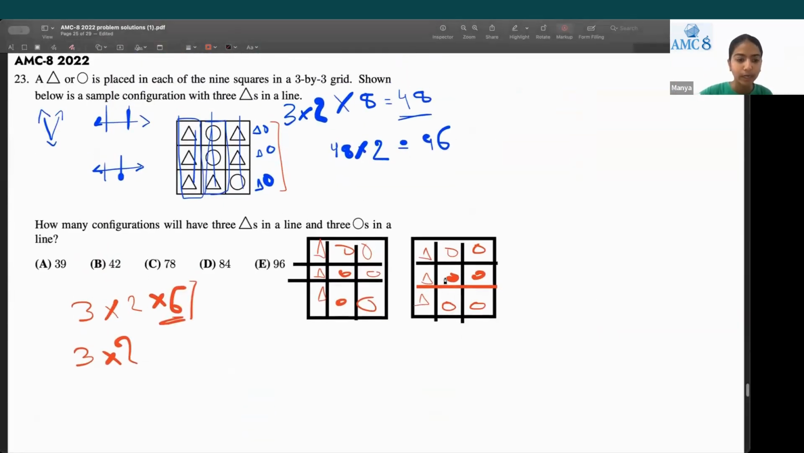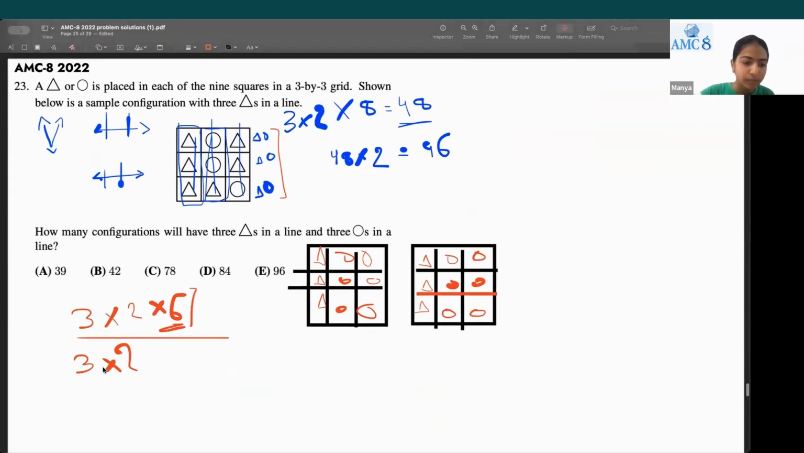So here, we'll have to do 3 times 2 times 6 and 3 times 2, and add both of them together. So 3 times 2 will be giving us 6, and 6 times 6 will be giving us 36. So 36 plus 3 times 2, which is 6. So 36 plus 6 will be giving us 42.